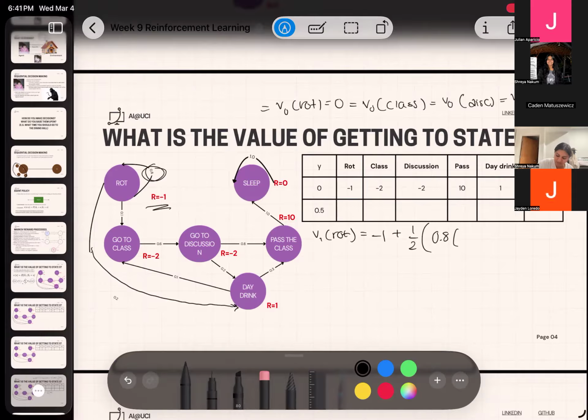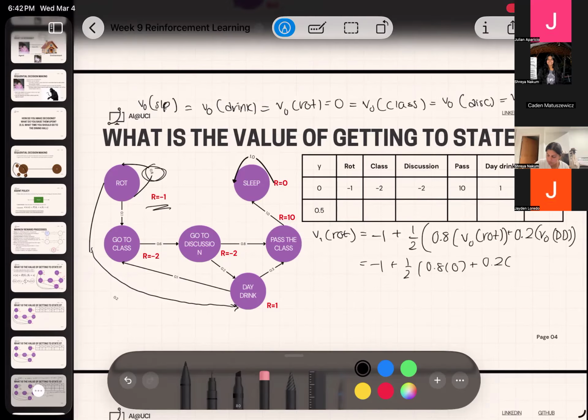Let's go this way now. V0 of day drinking is equal to V0 of sleep. So now we get, it's going to be V0 of rot plus the other way we can get here, 0.2 V0 of, let's call this day drink. This is equal to the first iteration.